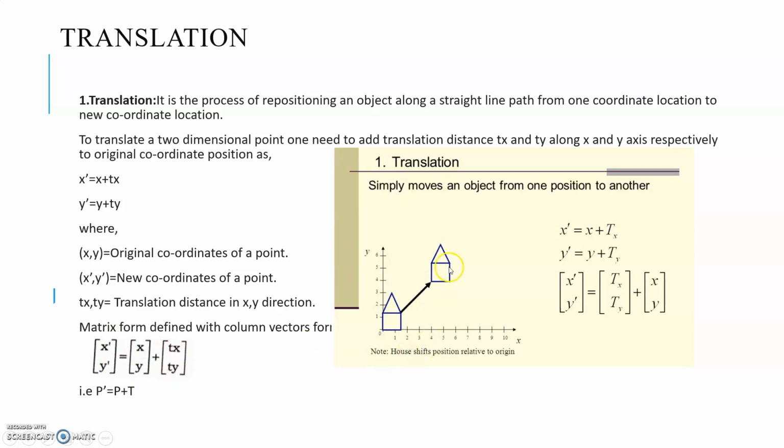In this diagram, you can see that translation simply moves an object from one position to another. Here, our position of the house is at this point, and then it is translated to this particular position. And how to find this particular position? By using Tx and Ty. We have to add Tx and Ty to the original coordinates.